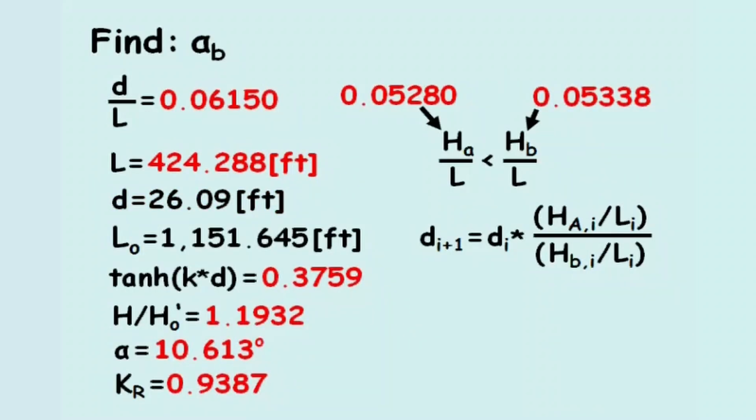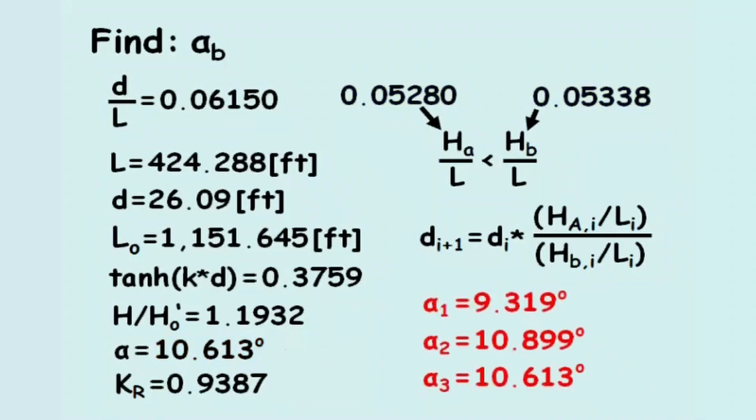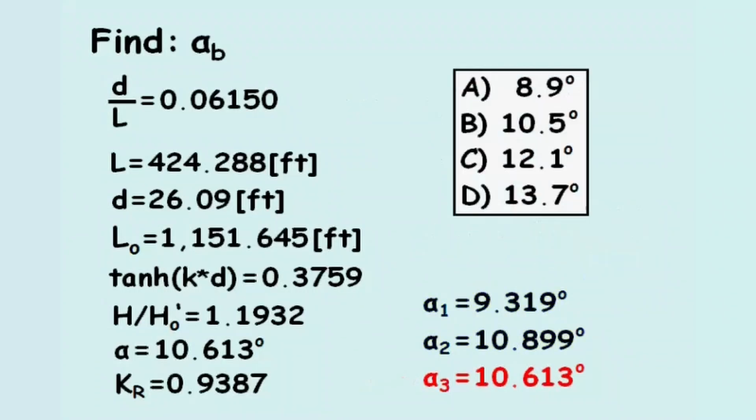As the actual wave height approaches the breaking wave height, the actual approach angle converges on the approach angle for the breaking wave, alpha b. The approach angles for the first three iterations are 9.319 degrees, 10.899 degrees, and 10.613 degrees, where 10.613 degrees is the most accurate approximation for alpha b, because this value in our algorithm converges to alpha b. When reviewing the possible solutions, the correct answer is B.